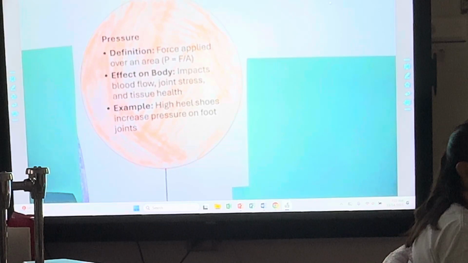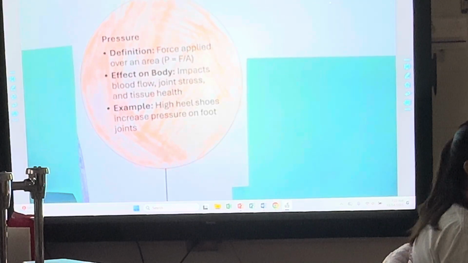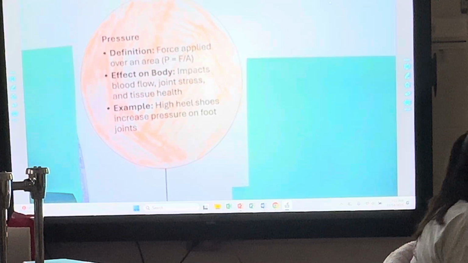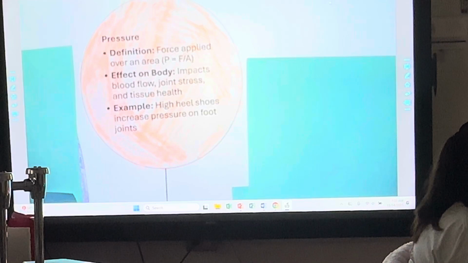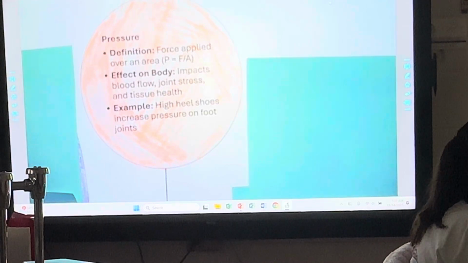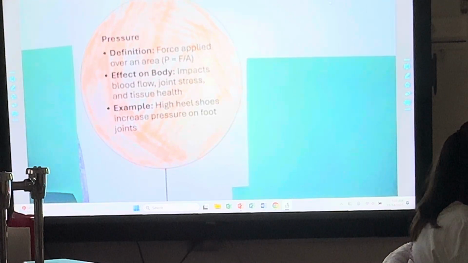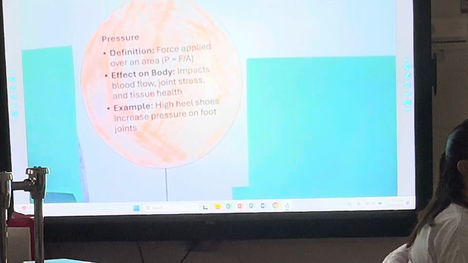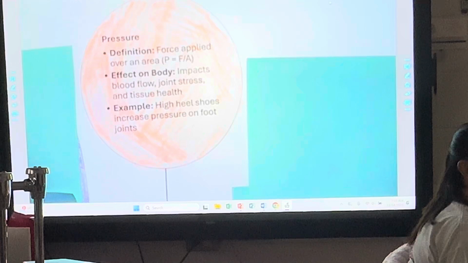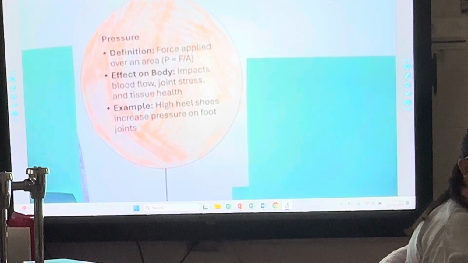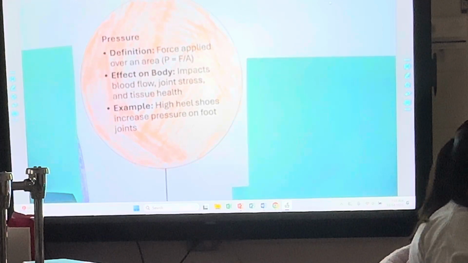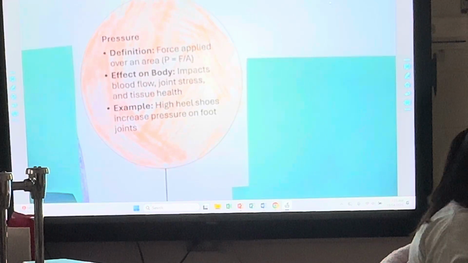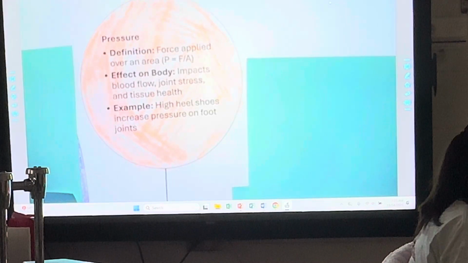And so for our muscles to do their job, we have to think about where they are moving and what they're trying to apply to. So this impacts our blood flow, our joint stress, our tissue health. I know we've been talking a little bit about how we're seeing more damage in joints and things like that with our younger generation because they're so involved in these high impact activities, and we can see this.